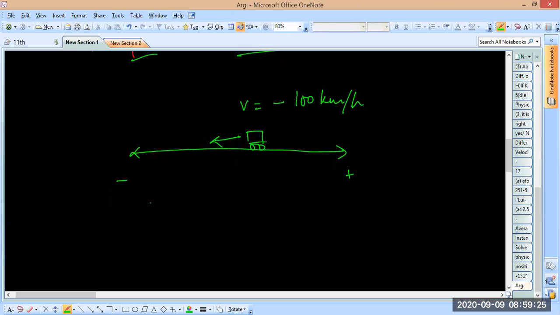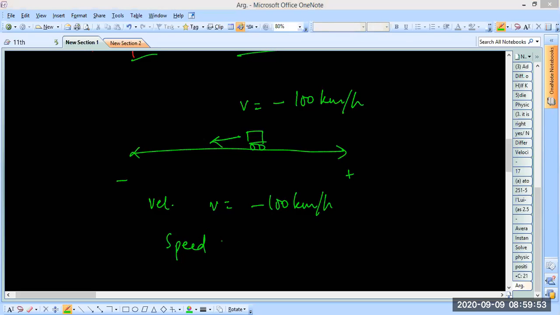So what's the velocity? V is equal to minus 100 kilometer per hour. Then what is its speed? Can you tell me what is its speed? I'm not asking which type of quantity is speed, but what is the value of speed? Okay, right, 100 kilometer per hour.